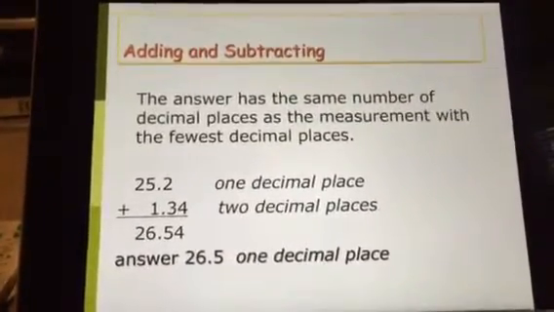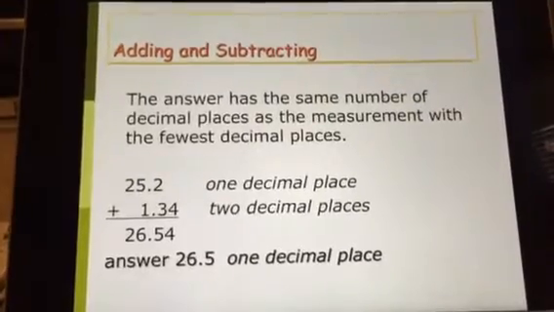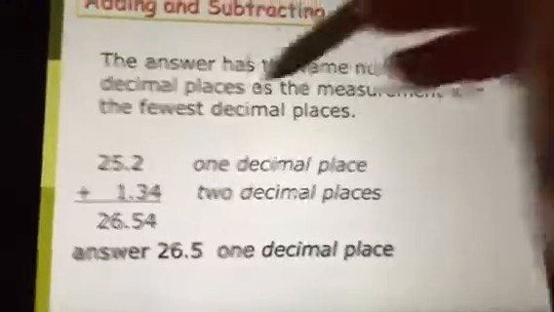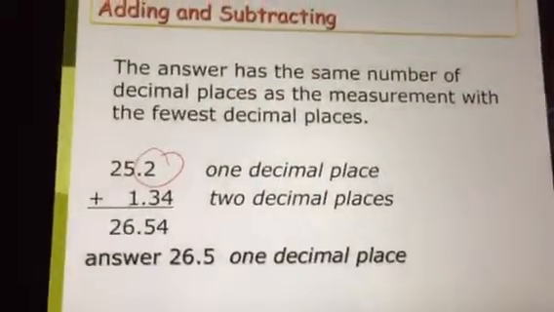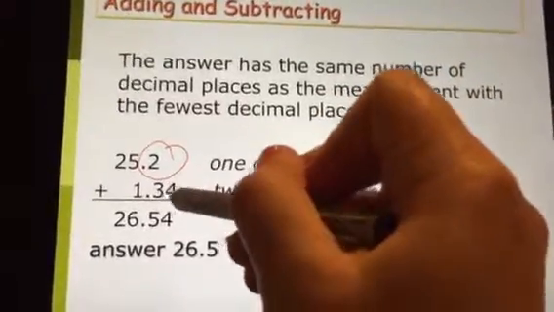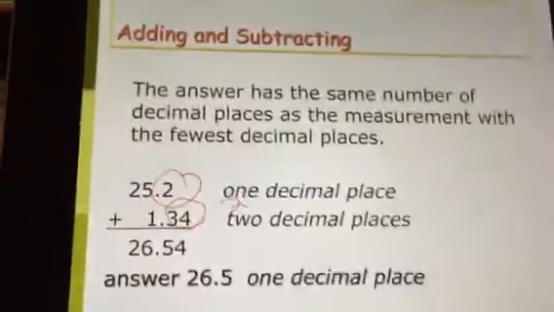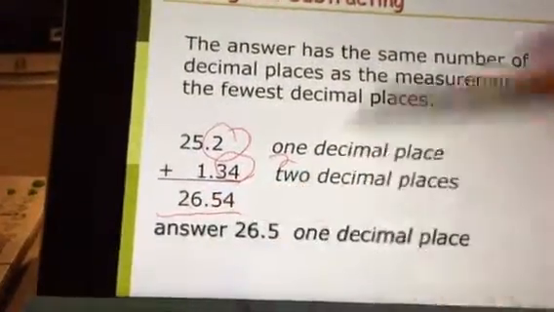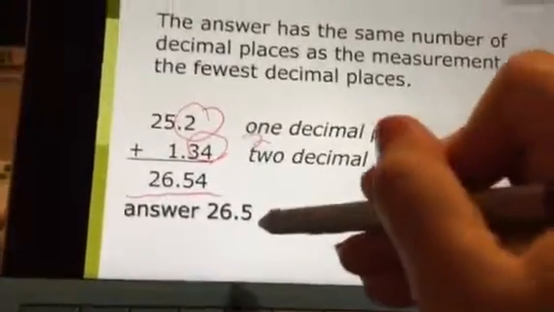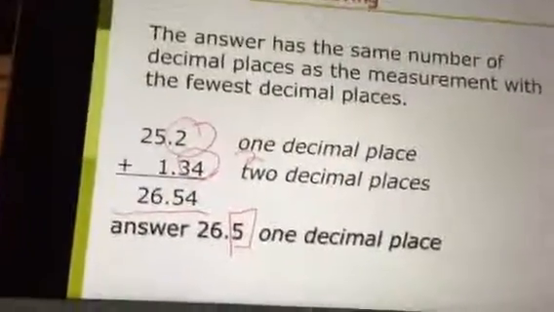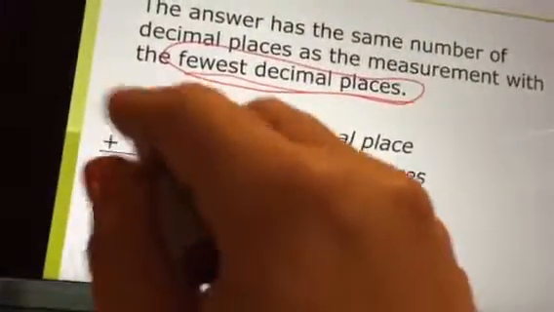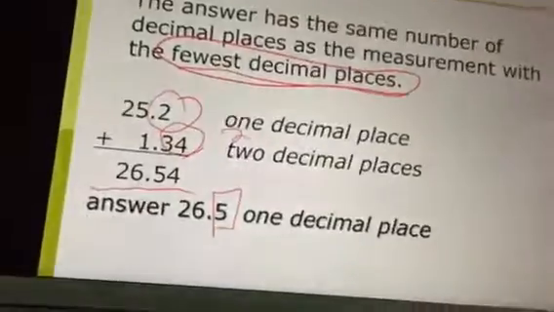So the first rule we're going to talk about is adding and subtracting. The answer has the same number of decimal places as the measurement with the fewest decimal places. So if you were taking 25.2, this has 1 decimal place, or one significant figure after the decimal place. And you were adding it to 1.34, this one has 2 significant figures after the decimal place. If you add these up, you would get, from your calculator, 26.54. However, you would need to round that to 26.5, 1 decimal place. So with adding and subtracting, it's all about the fewest decimal places. It doesn't matter how many numbers you have over here to the left. All you care about is what's over here to the right.